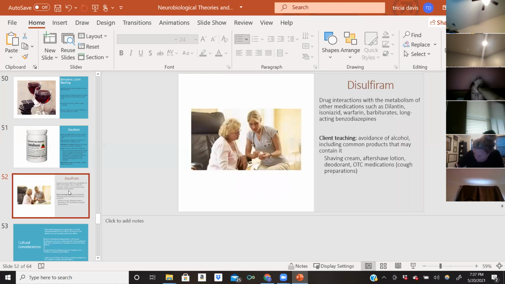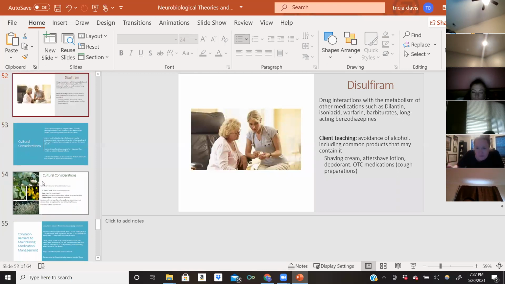So you will see drug interactions with the metabolism of other medications when you take Antabuse. If you're taking Dilantin, isoniazid, warfarin, certain barbiturates, and those long-acting benzodiazepines. So client teaching, we're going to avoid alcohol, and we want to include common products that can contain alcohol, which most people don't even know. So shaving cream, aftershave lotion, deodorant, and those over-the-counter medications like cough preparations or cough syrups, they have alcohol in them.